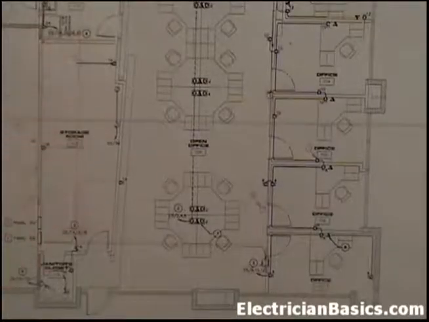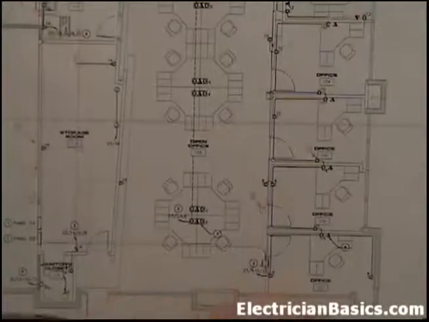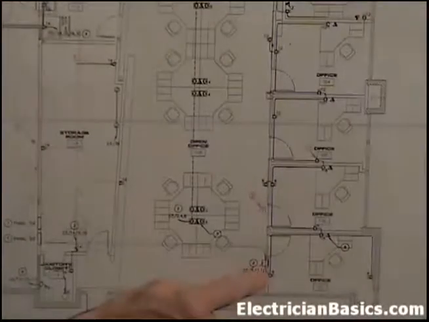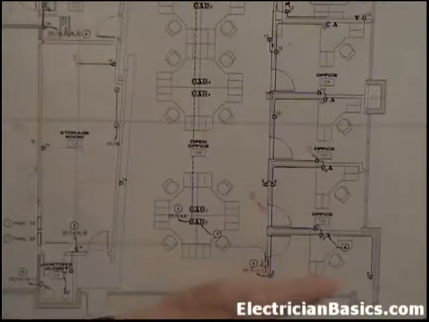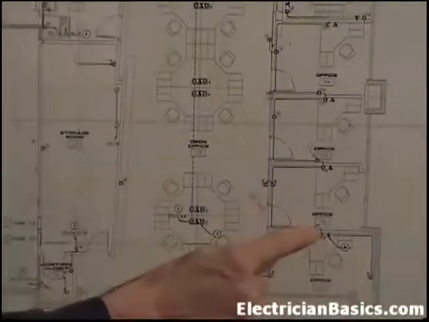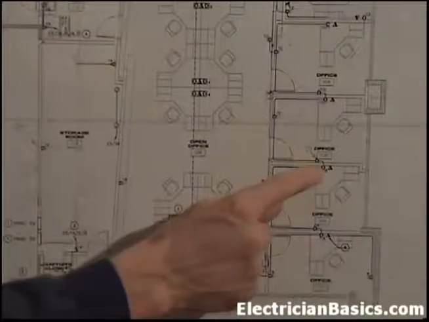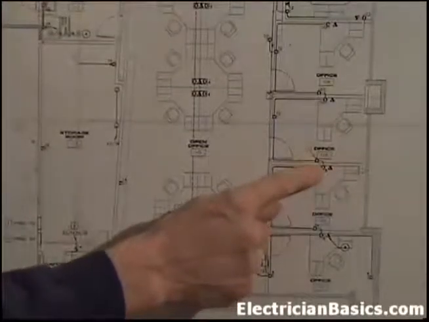Okay, so we're taking a broader look at this now. Let's go, we have circuit 8 down here starting. We have 1, 2, 3, 4, 5, 6, 7 receptacles.